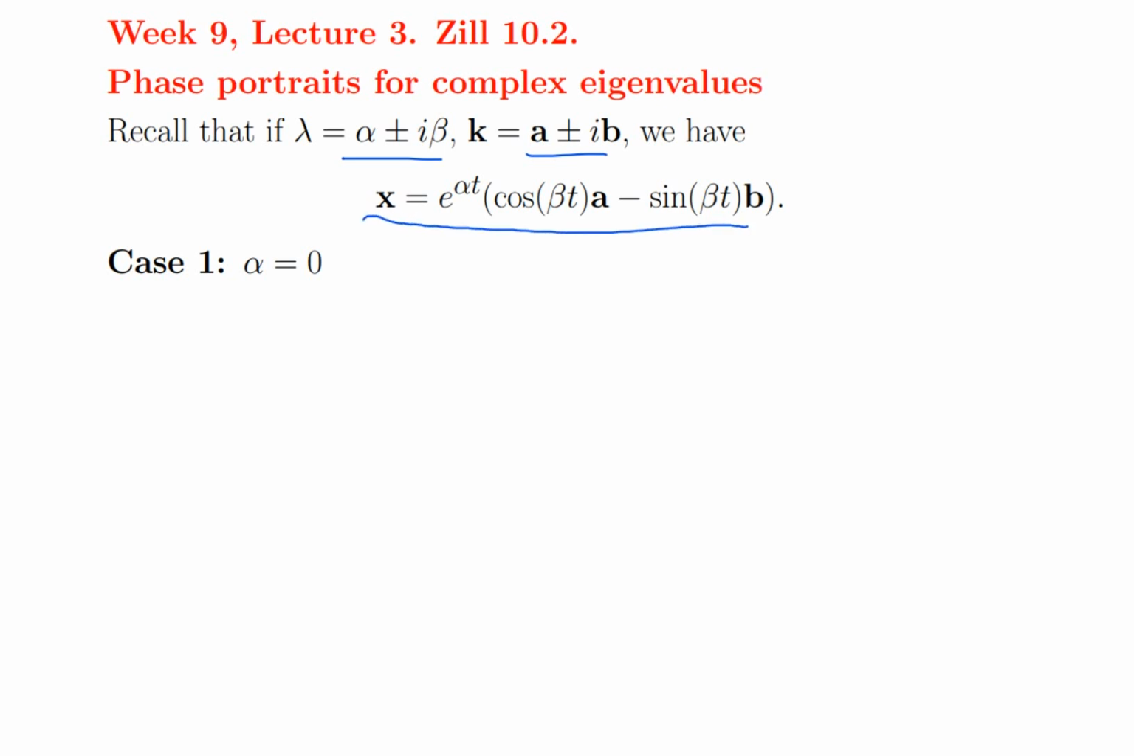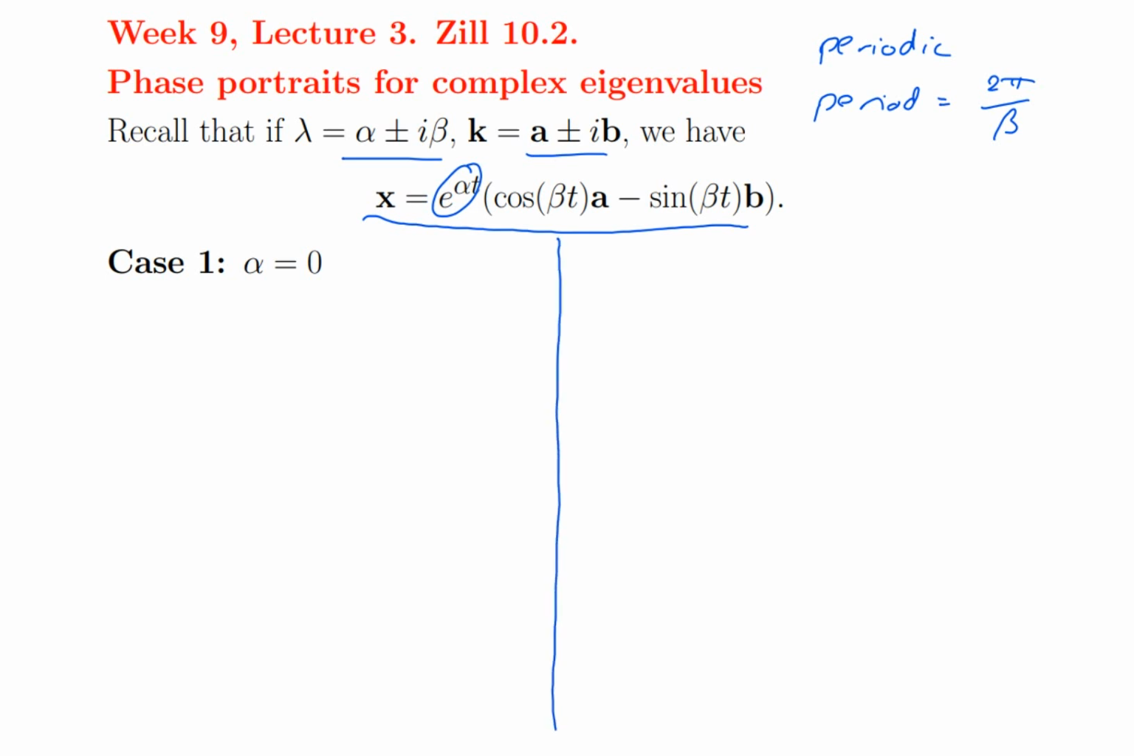First I'll do the case alpha equals 0, because then this factor out in front is just always equal to 1. Now these coefficient functions, cos beta t and sine beta t, are periodic, and the period is 2 pi over beta, because when t is equal to 2 pi over beta, the argument is 2 pi, and that's the period of sine and cosine. So the whole solution will repeat every time 2 pi over beta. If beta is very large, the period is very small, and the solution is oscillating at very high frequency.